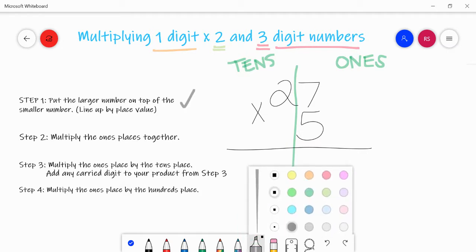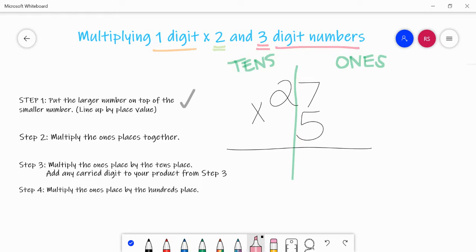Step 2, I need to multiply the ones places together. So remember, when we're multiplying, our goal is to multiply our small number, 5, by both of the digits in my larger number. So I'm going to be multiplying this 5 by the 7, then I'm going to be multiplying the 5 by the 2. First I need to multiply our ones places together. We always start in the ones place. If you want to draw an arrow up to the 7, circle the 5 and the 7, or box it off, whatever helps you understand that you have to multiply the 5 times the 7, please do that.